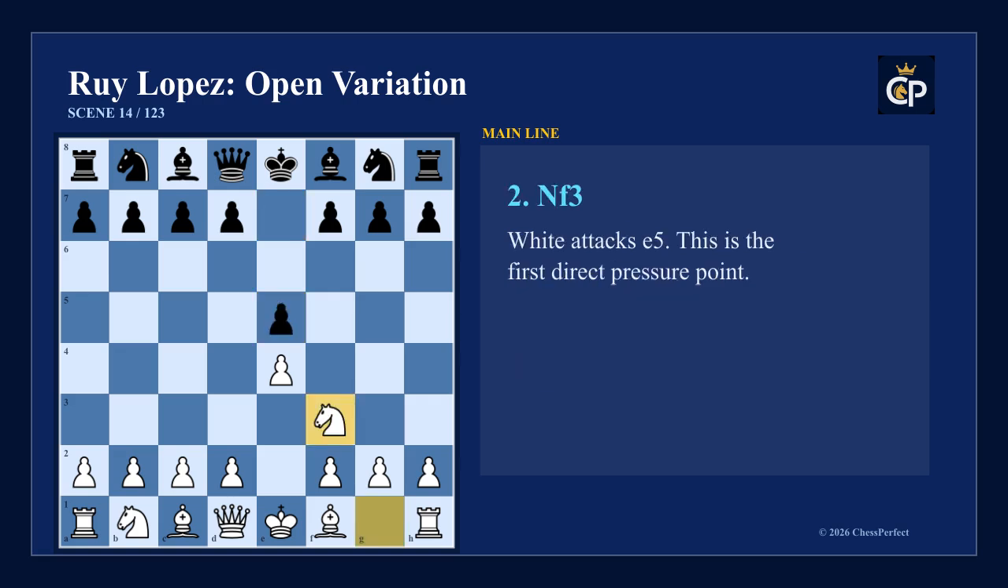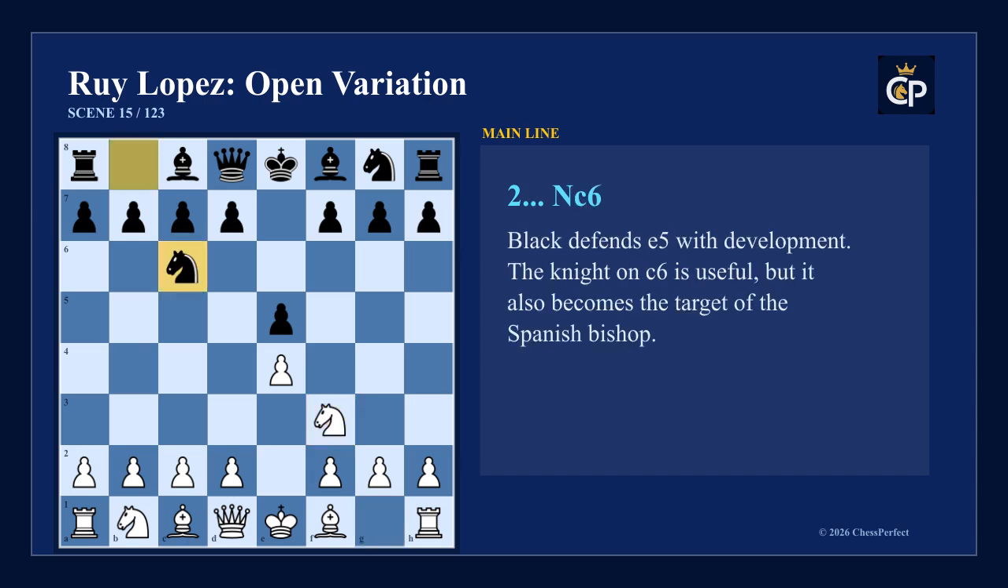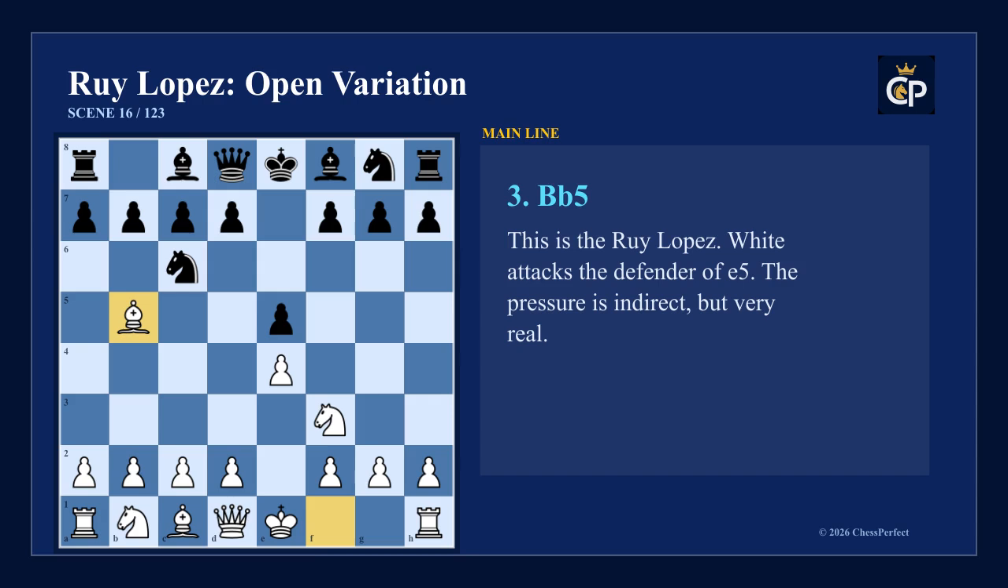Knight f3. White attacks e5. This is the first direct pressure point. Knight c6. Black defends e5 with development. The knight on c6 is useful, but it also becomes the target of the Spanish bishop. Bishop b5. This is the Ruy Lopez. White attacks the defender of e5. The pressure is indirect, but very real.